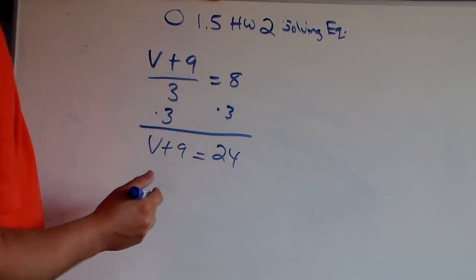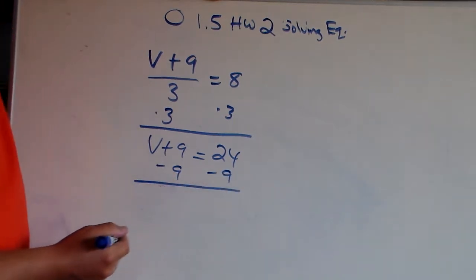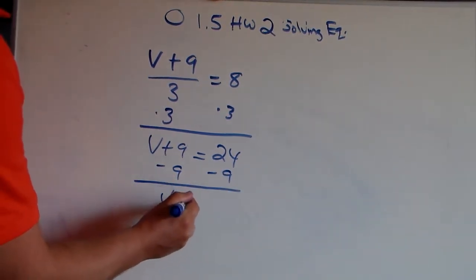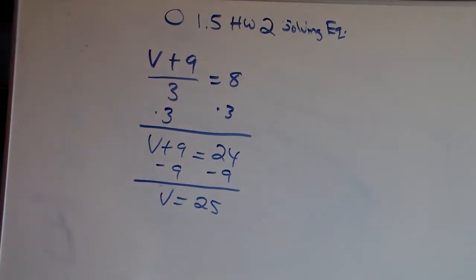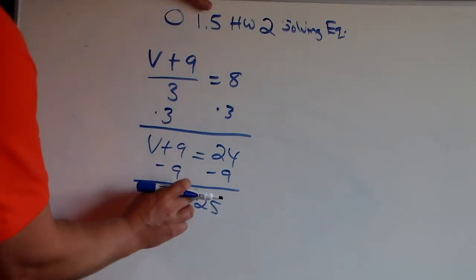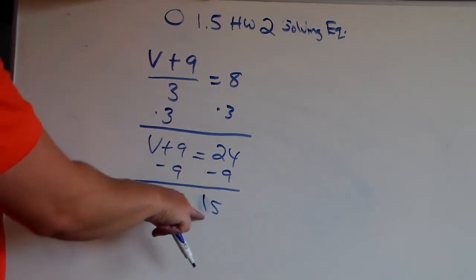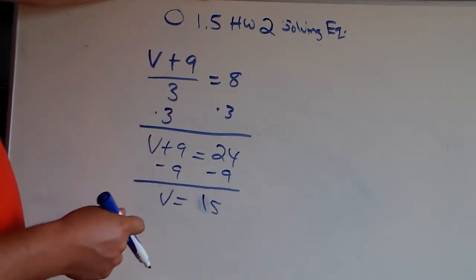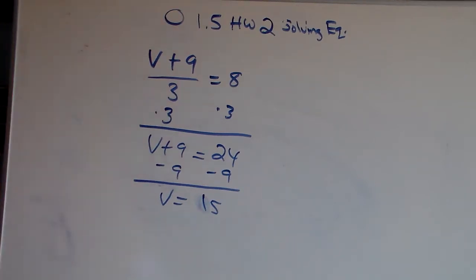That's 8 times 3 is 24. We then subtract 9 from both sides of the equation. So we get V equals 25. And that's our answer for number 7. V equals, oh, not 25, V equals 15. Pardon me. Because 24 minus 9 gets you 15. That's why it's always good to use a calculator and double check your work when you take a step back and look at it. So let's go through it step by step one more time.